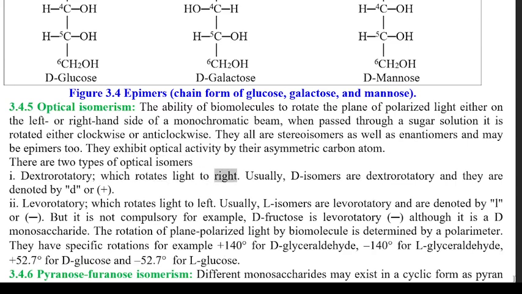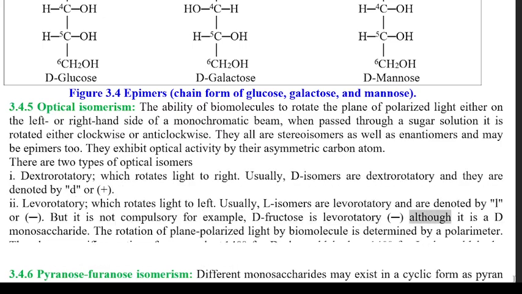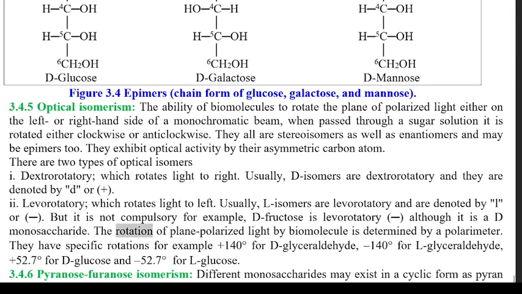1. Dextrorotatory, which rotates light to the right. Usually, D-isomers are dextrorotatory and they are denoted by D or plus. 2. Levorotatory, which rotates light to the left. Usually, L-isomers are levorotatory and are denoted by L or minus. But it is not compulsory. For example, D-fructose is levorotatory, although it is a D-monosaccharide. The rotation of plane polarized light by a biomolecule is determined by a polarimeter. They have specific rotations, for example plus 140 for D-glyceraldehyde, minus 140 for L-glyceraldehyde, plus 52.7 for D-glucose and minus 52.7 for L-glucose.